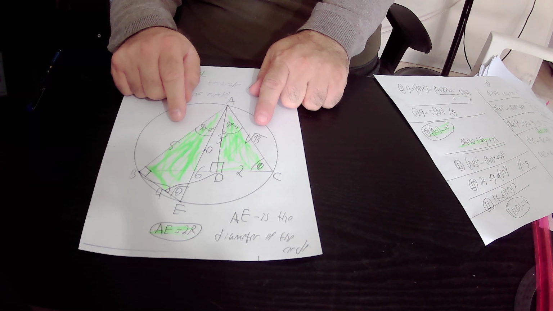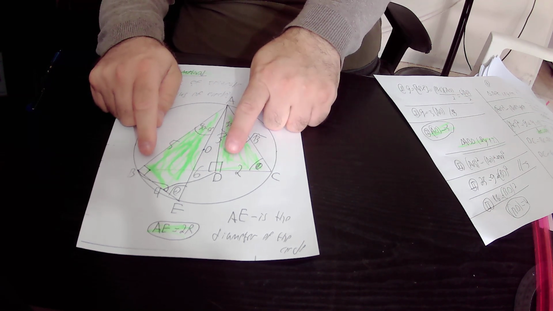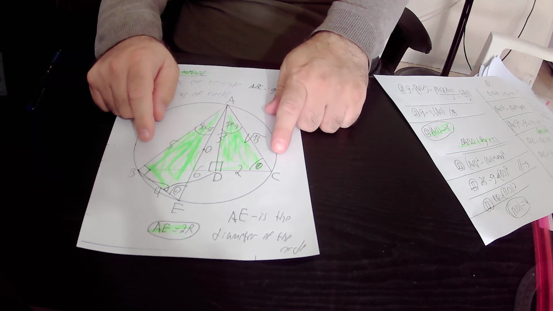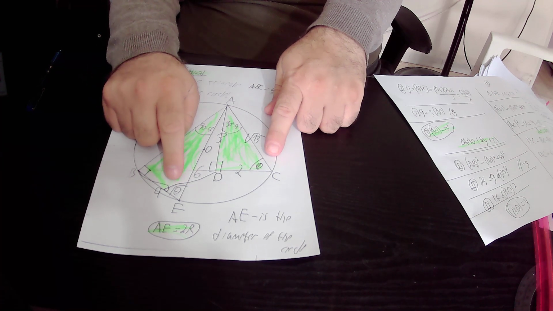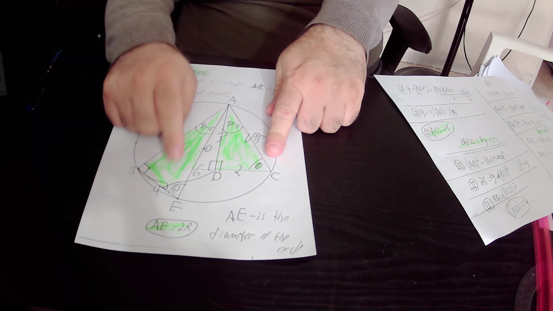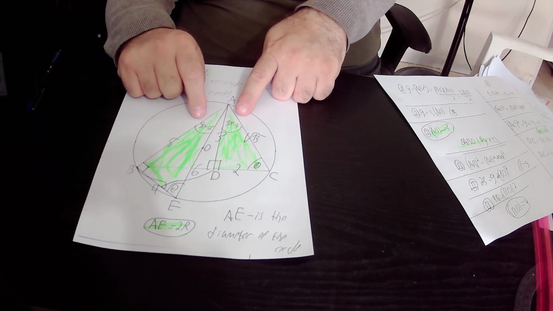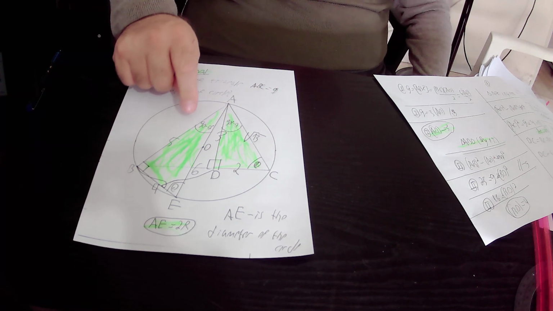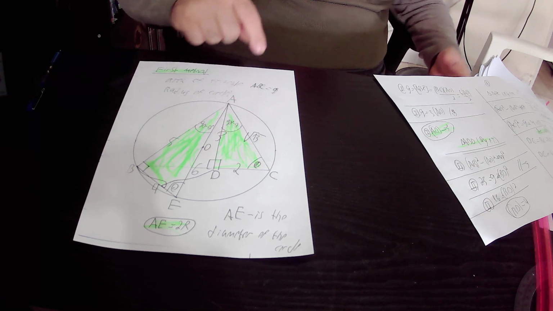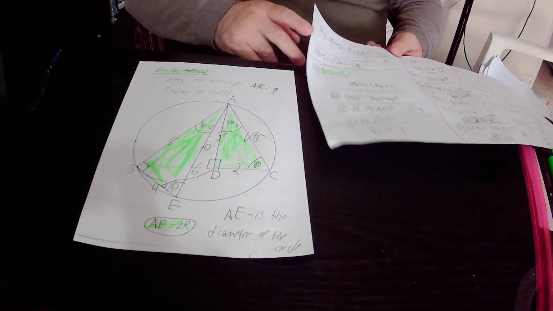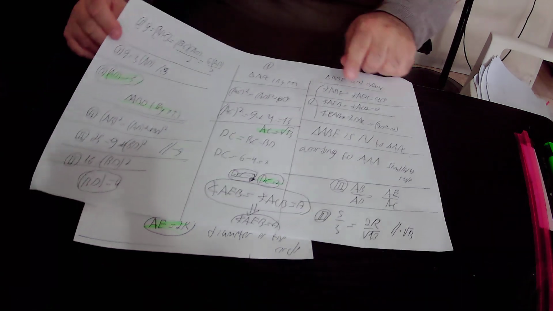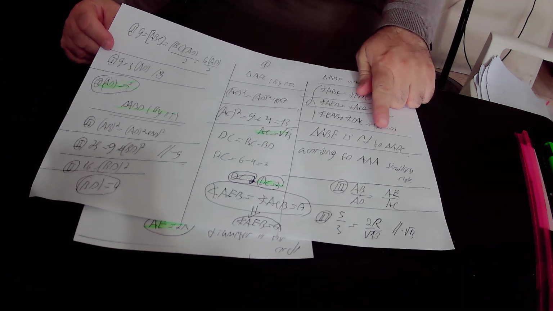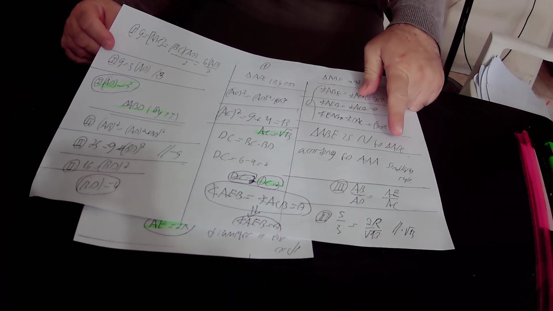Why are they similar to each other? First of all, those two angles are both equal to 90 degrees. Those two angles are both equal to theta. Those two angles are both equal to 90 degrees minus theta. So we prove that all the angles of triangle ABE are equal to all the angles of triangle ADC. Therefore, triangle ABE is similar to triangle ADC according to the angle similarity rule.